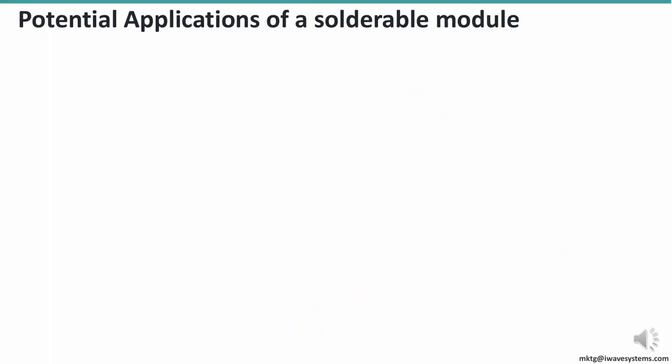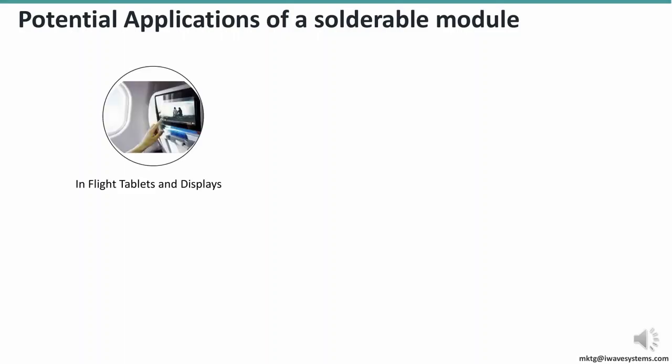So, potential applications of an OSM module. The main advantage of the OSM module includes the PCB solderable module, which offers resistance to vibration and a very high pin to area ratio, which we'll cover in the next slide. Looking at the applications, for example, in-flight tablets, where I'm sure all of you would have witnessed severe vibration at the time of takeoff and landing. So you need products which are capable of withstanding the vibration and do not give way.